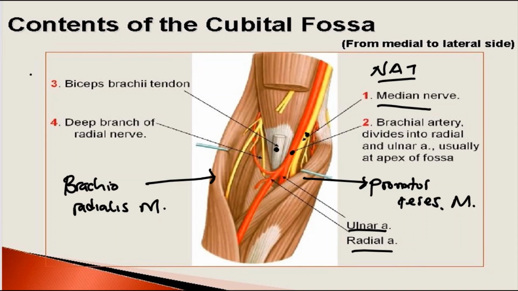There's also the deep branch of the radial nerve. So the mnemonic is just MBBR. MBBR is the mnemonic for the contents of the cubital fossa: the median nerve, the brachial artery, tendon of the biceps brachii, and the deep branch of the radial nerve. It's very, very important.